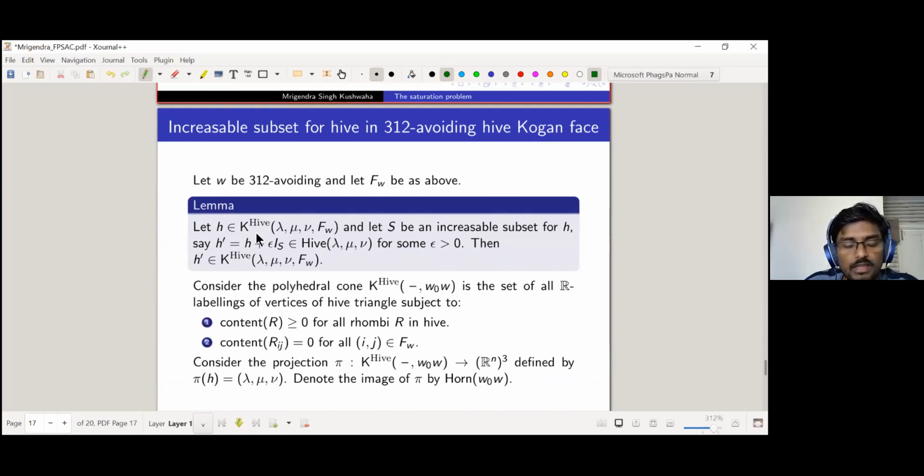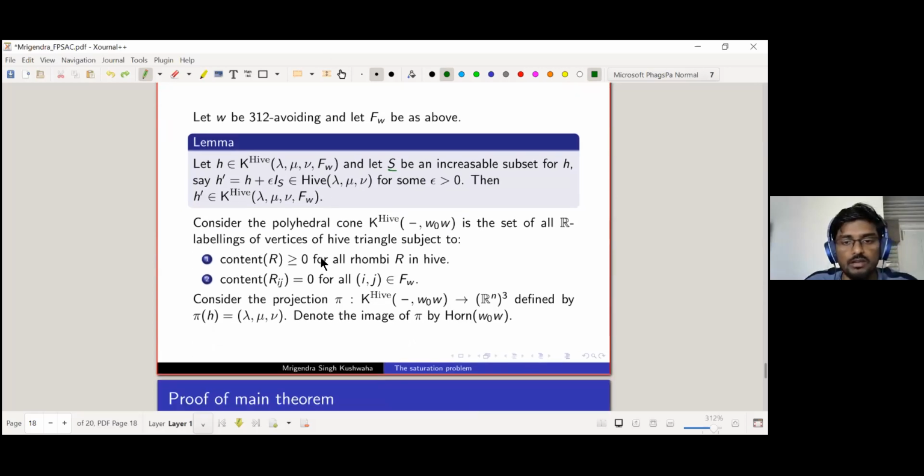What this lemma says is that if we have a hive in this phase, and suppose there is a set S that is an increasable subset of this hive, that is, you calculate this H dash, and suppose this is a hive, then the lemma says that this H dash will also belong to this phase only. It doesn't leave the phase if there is an increasable subset. That's the crucial observation. So by using this, we prove that.